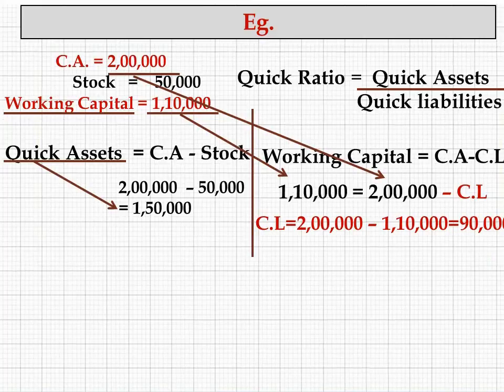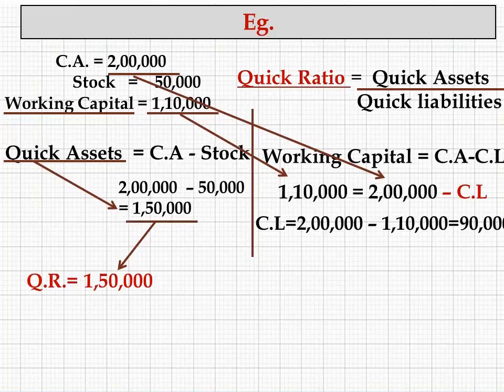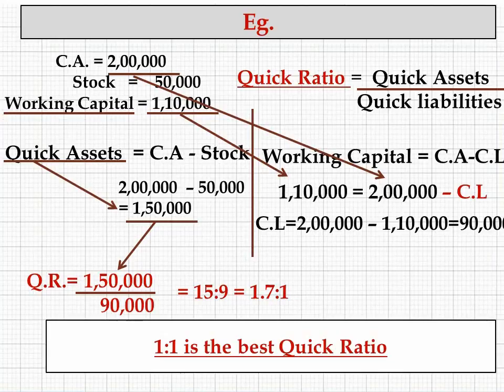So quick ratio will be equal to 1,50,000 upon 90,000. That is 15:9, or we can say 1.7:1. Generally 1:1 is considered as the best quick ratio.